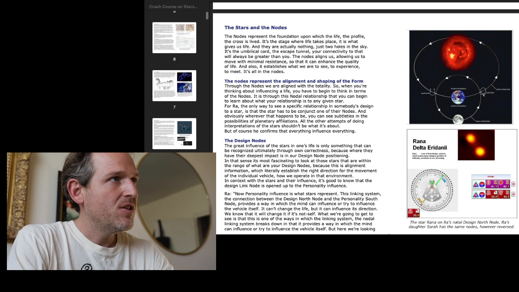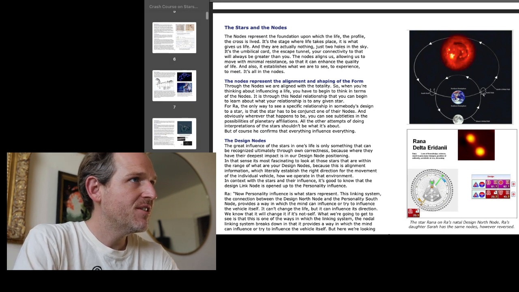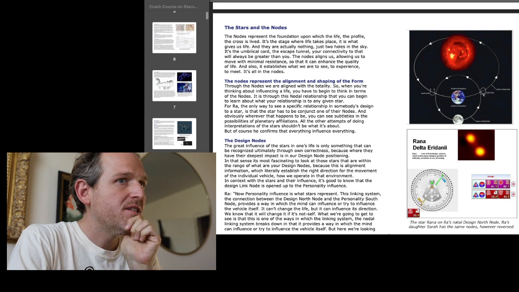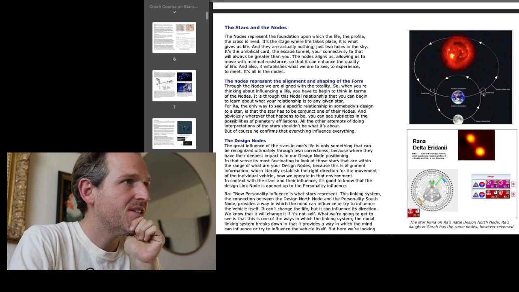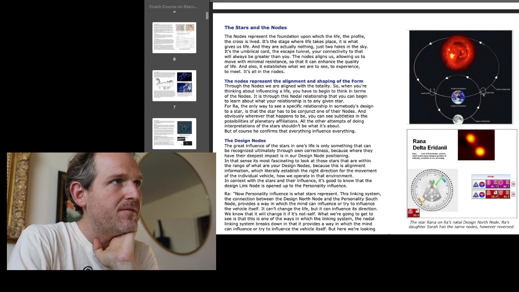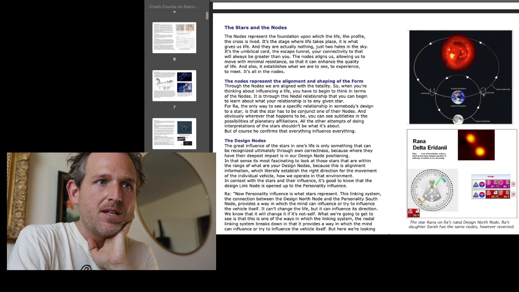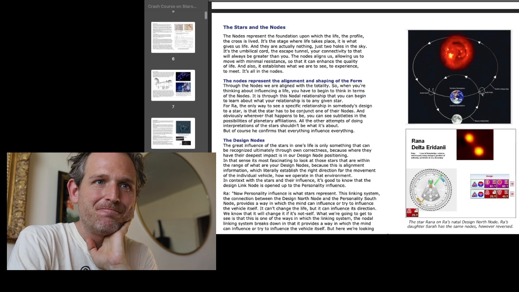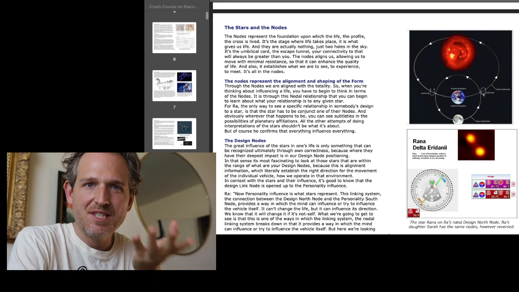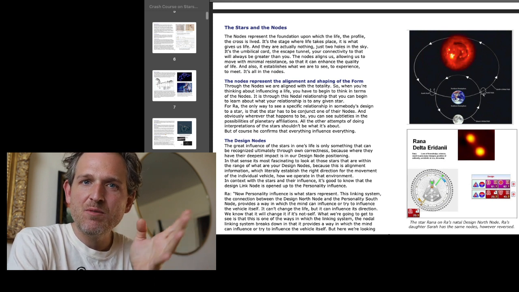The stars and the nodes. The stars represent the foundation upon which the life, the profile, the cross is lived. It's the stage where life takes place. It is what gives us life. And they're actually nothing, just two holes in the sky. It's the umbilical cord, the escape tunnel. Your connectivity to that which will always be greater than you.